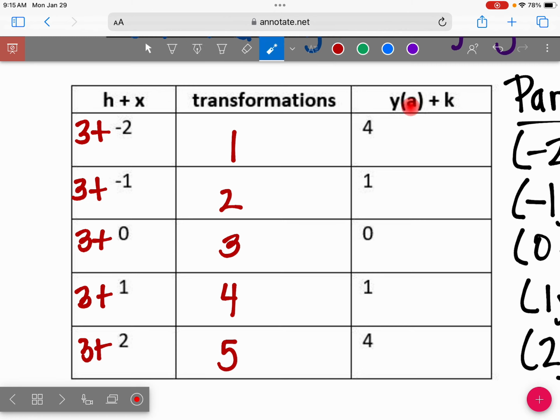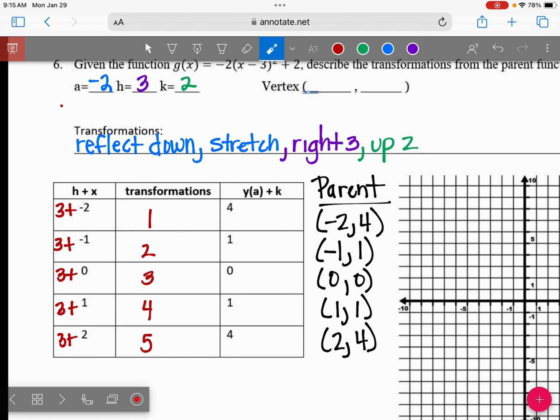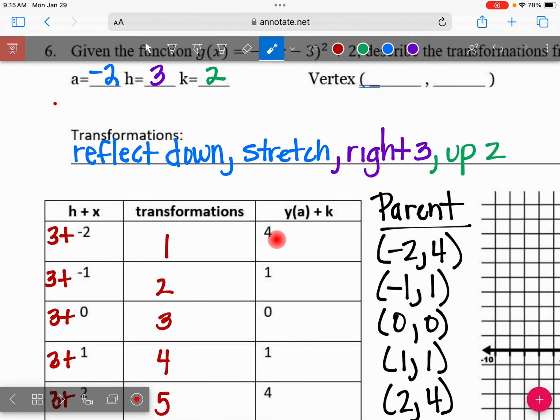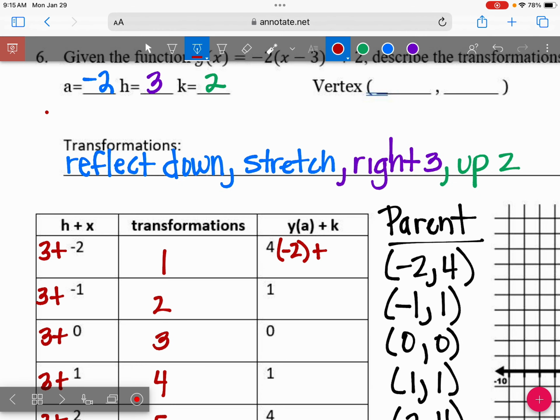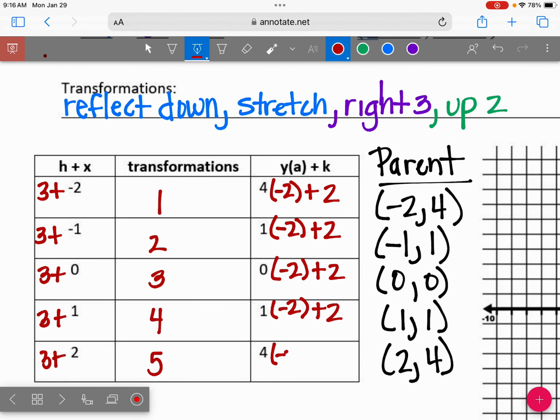So now, what does it tell you to do to your y? See how we use A and K. We have to multiply these numbers by A and then add K. Well, A is -2. And what's K? 2. So pick up your calculators. Now, the thing about these 5 numbers is that they repeat. So take a minute and figure out what these 5 numbers are.